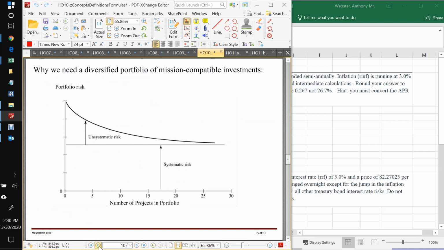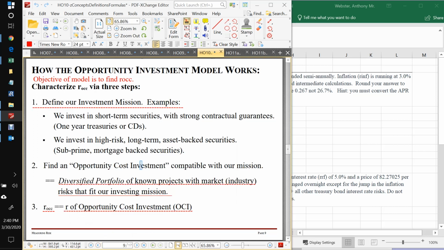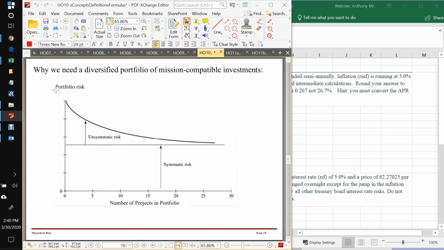So the question comes up: why do we want to specify a diversified portfolio here in our opportunity cost investment? Why don't we just say a known project with market risks and risk-free risks that fit our investing mission? Well, the reason is this. This is true for pretty much all of investing.